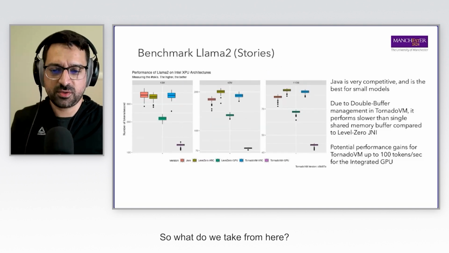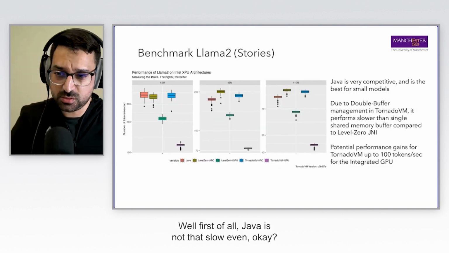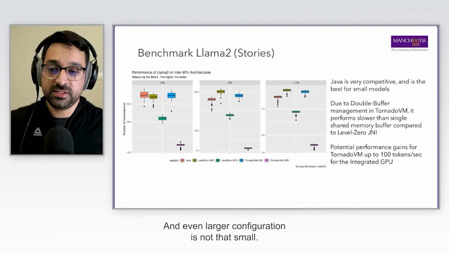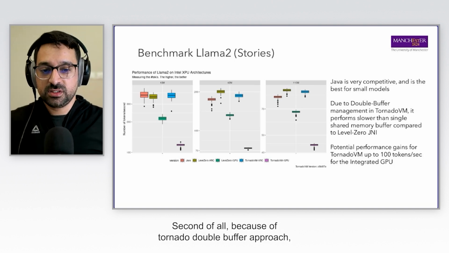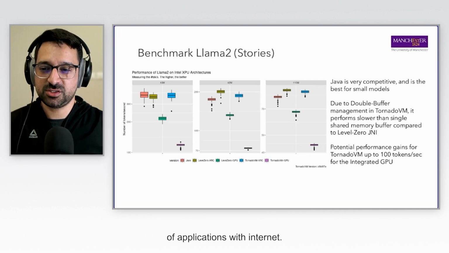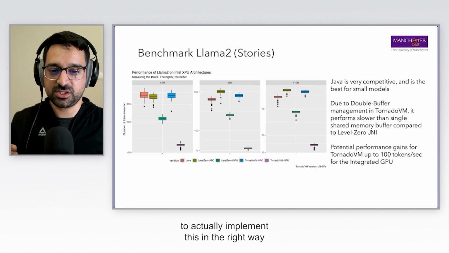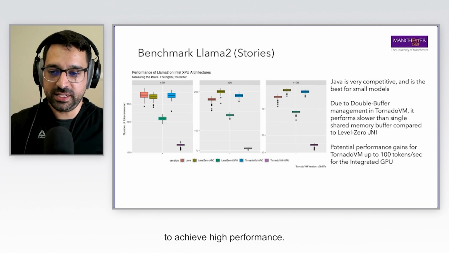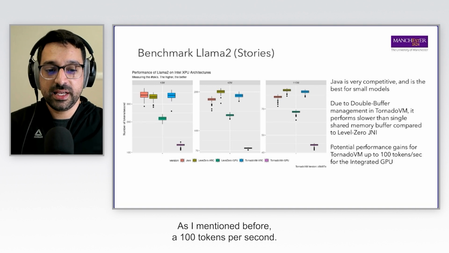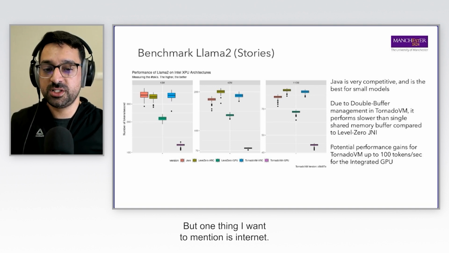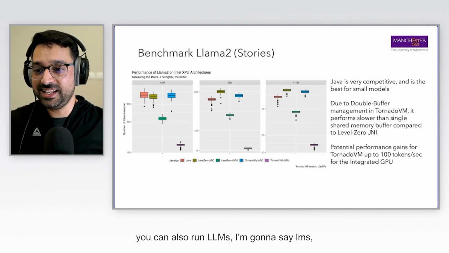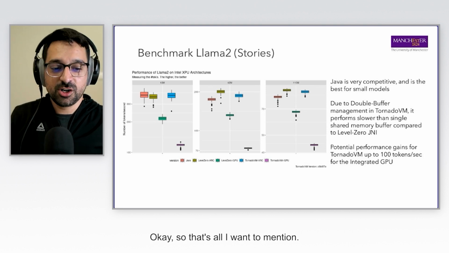So what do we take from here? Well, first of all, Java is not that slow, even to run small configurations, right? And even the larger configuration is not that small. Second of all, because of Tornado's double buffer approach, there is a limitation when we run this type of application within Tornado. So the next step for us in Tornado is to actually implement this in the right way to achieve high performance. And in the case of the integrated GPU, it's losing, as I mentioned before, 100 tokens per second. But one thing I want to mention is that in Tornado you can also run LLMs, because the results are correct, which is a huge achievement for us. Okay, so that's all I want to mention.